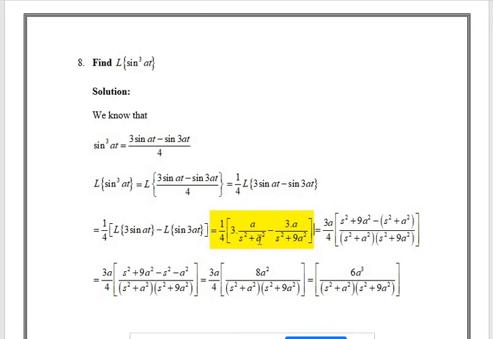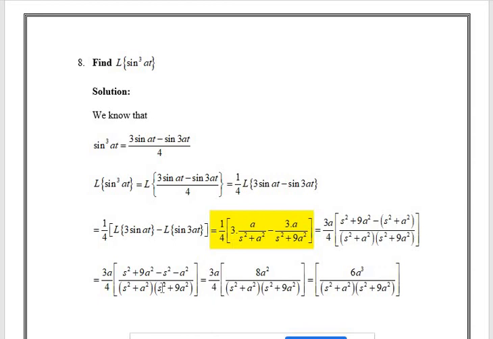So by expanding these two terms, we get this as 1 by 4 of 3 into a by s square plus a square, that is the Laplace transformation of sin at, minus 3 into a by s square plus 3a whole square, which is nothing but a by s square plus a square minus a by s square plus 9a square, and multiply this by 3. So we find this as 3a by 4 of (s square minus 9a square minus s square plus a square) by s square plus a square into s square plus 9a square.